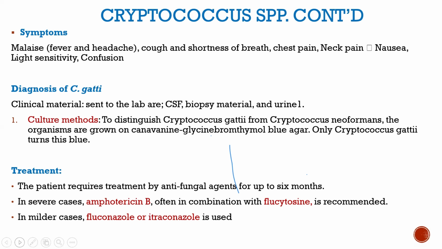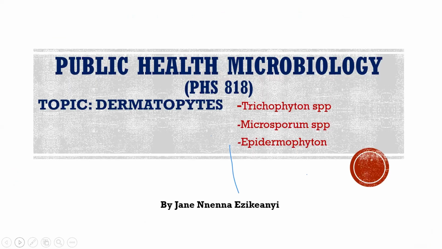Okay, so that's it about Cryptococcus gattii and Cryptococcus in general. The next topic we're going to be talking about is the dermatophytes. For the dermatophytes, we have the Trichophyton species, Microsporum species, and then Epidermophyton. I think we're going to finish this in another session. Okay, this is almost 9:30. So in another session, probably by tomorrow, we'll continue with the dermatophytes.